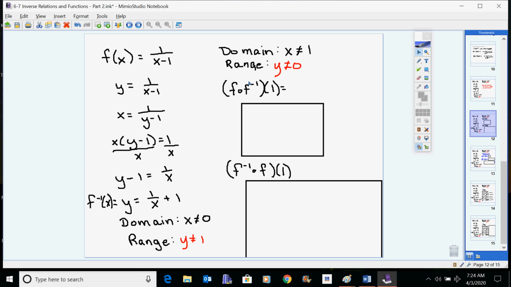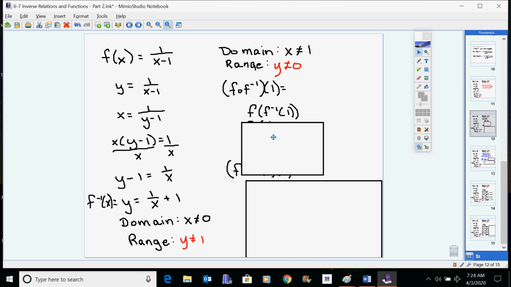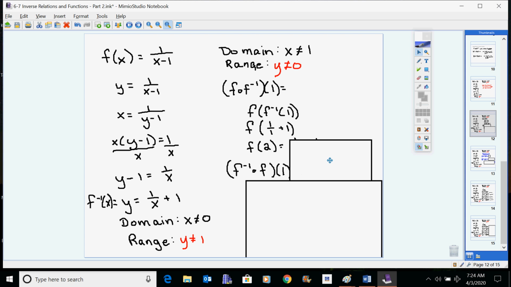All right, f of f inverse of 1. Okay, so if we plug in and turn it into this, you find the f inverse of 1. Well, here's our f inverse function. So you'd plug in 1 here, 1 over 1, which would give you 1, plus 1 is 2. Okay, so there's your value right there. This is f inverse of 1.